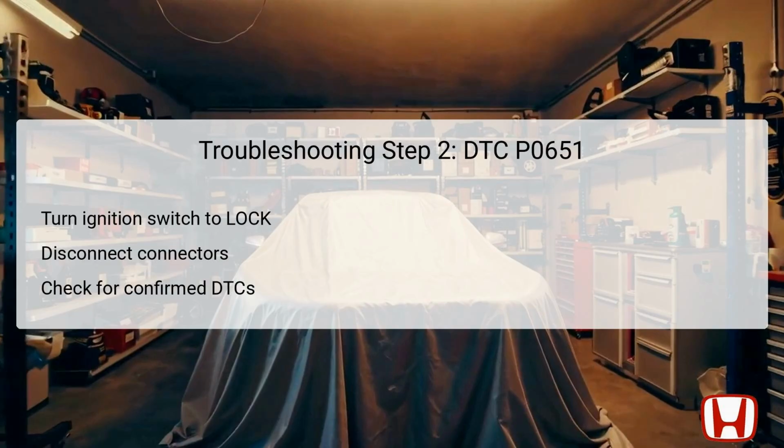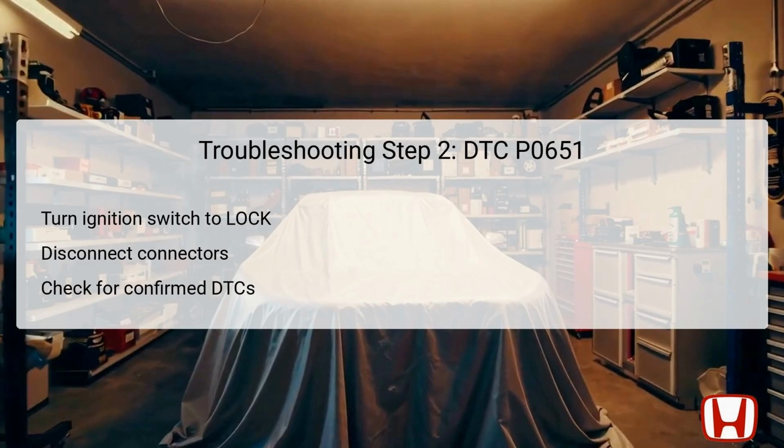Once all connectors have been removed, turn the ignition switch back to the on position to power the system again. Following this, use the HDS to check for any pending or confirmed DTCs once more. If DTC P0651 is still indicated, this step indicates that the issue is likely within the VCC lines or other wiring issues related to these sensors.